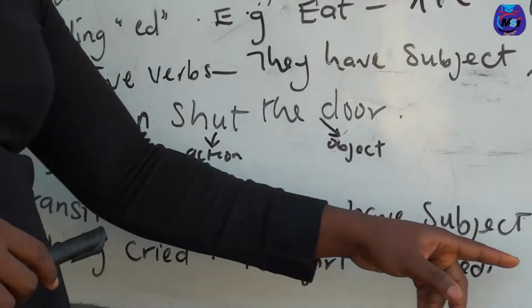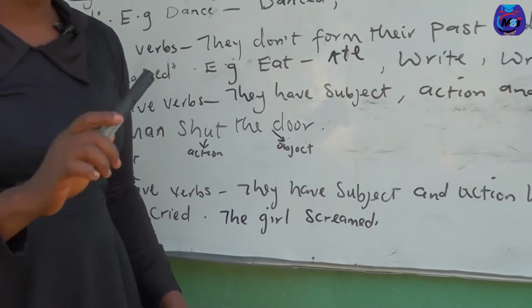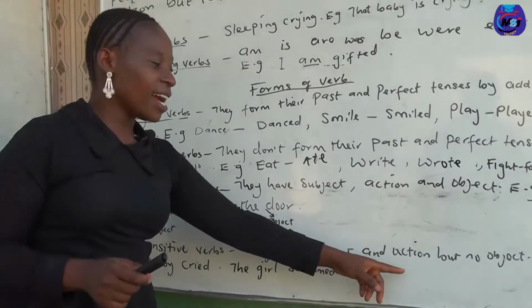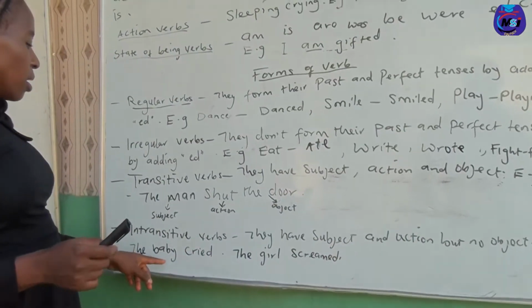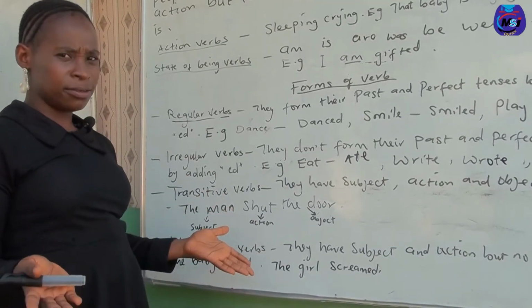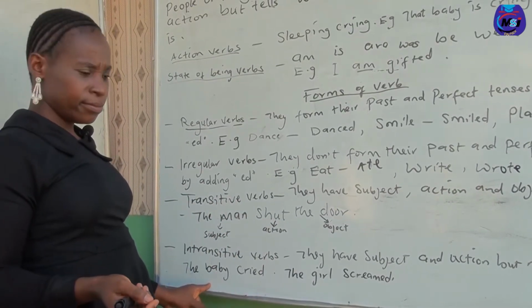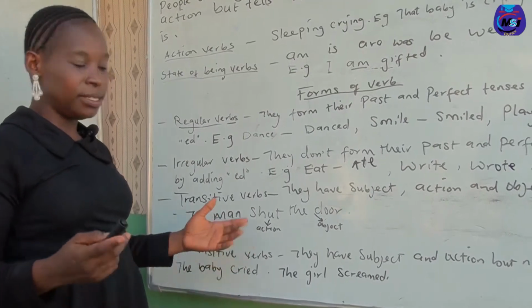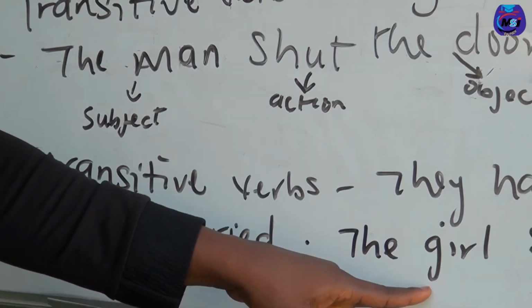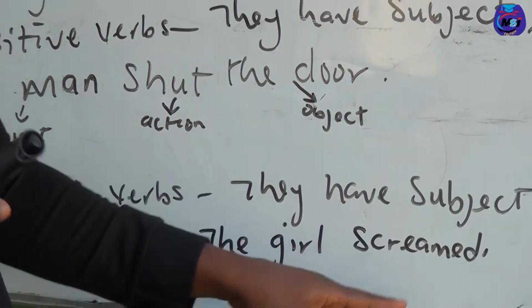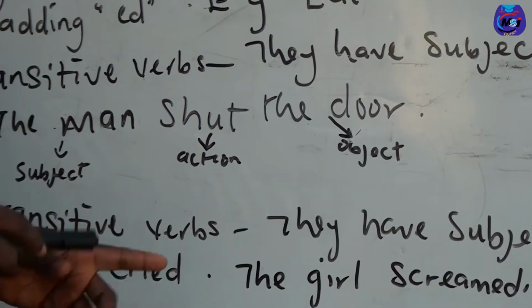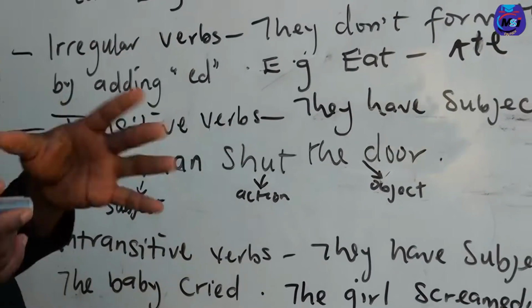Now we'll go to intransitive verbs. Intransitive verbs have subject and action, but no object. Okay, do you get that? For example, we have the baby cried. What is the object here? The subject is the baby. The action is cried. No object. The girl screamed. The girl here is the subject. Screamed is the action. Where is the object? This is an intransitive verb.